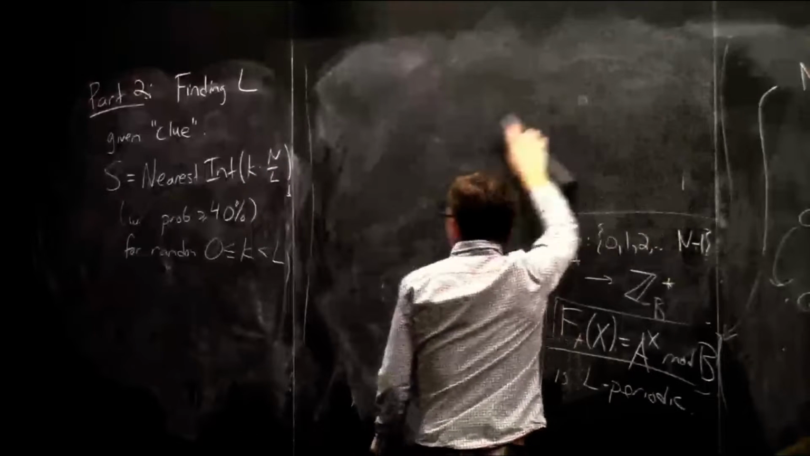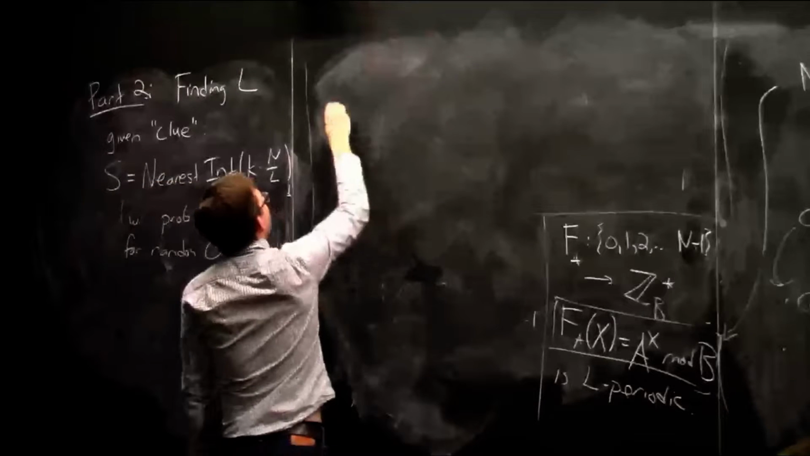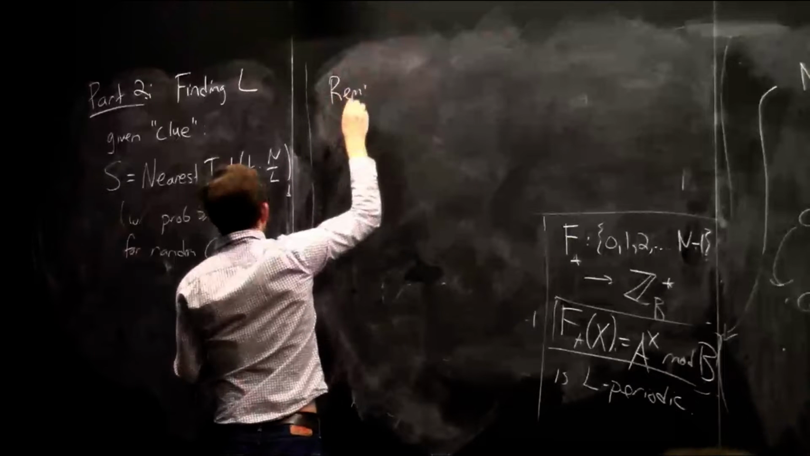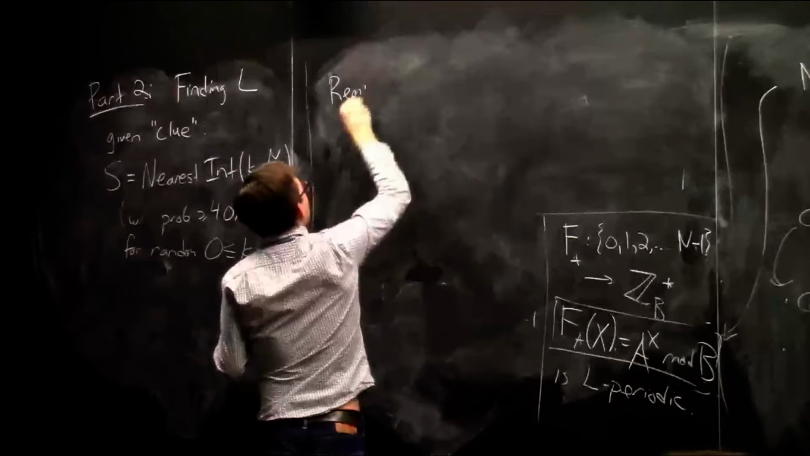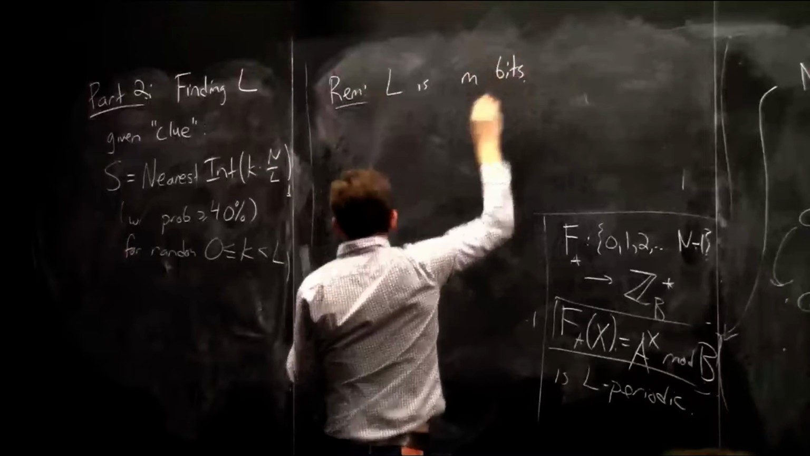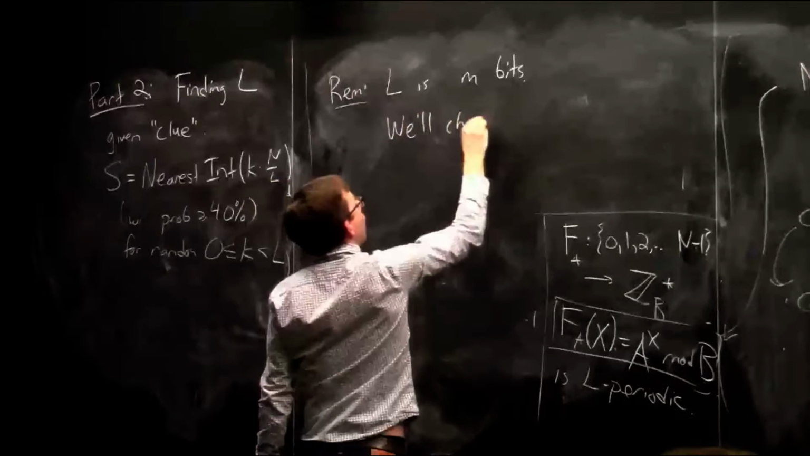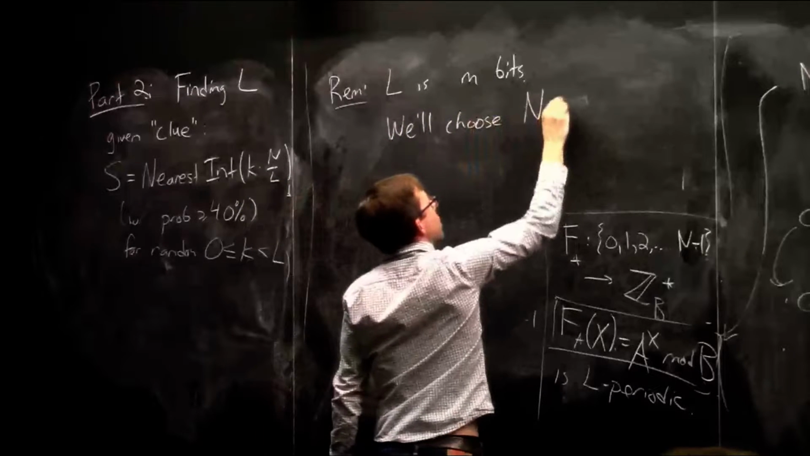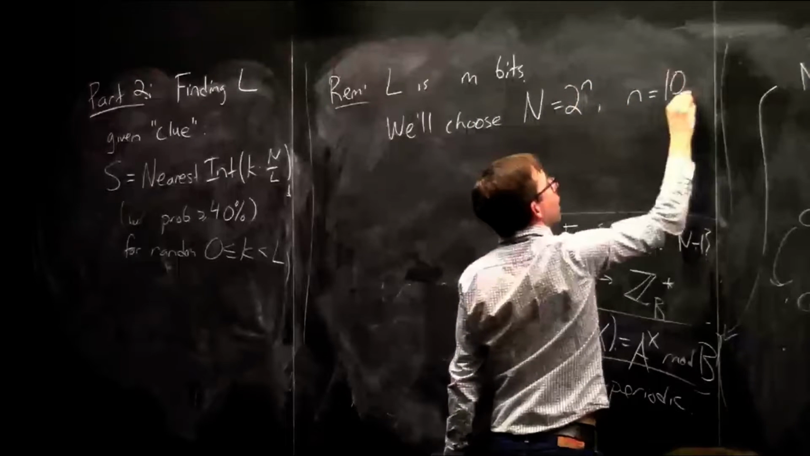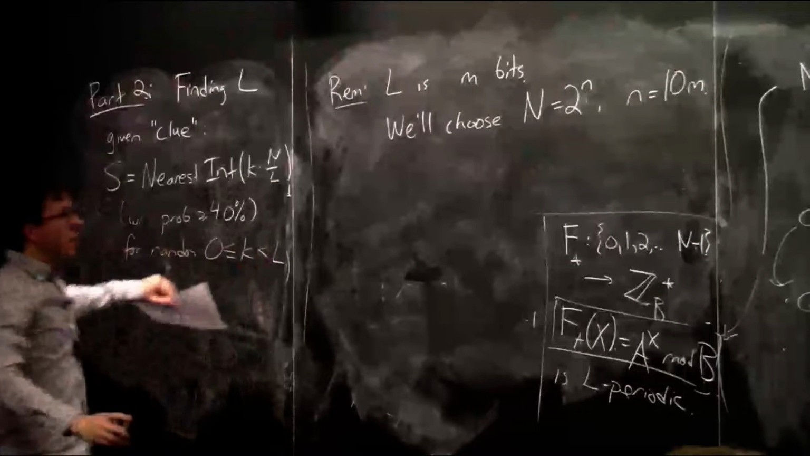Okay, in order to find L, we're going to use the fact that capital M can be quite large. So this is a reminder: L is at most m bits. And we'll choose capital N to be 2 to the little n, where n is, let's say, 10m. This is going to help us solve this puzzle.